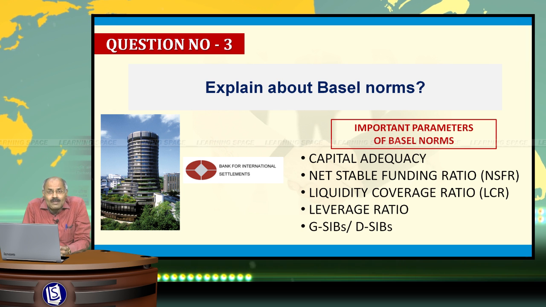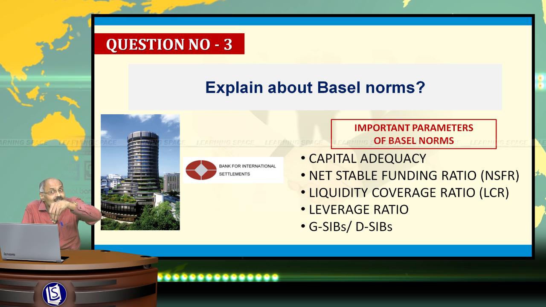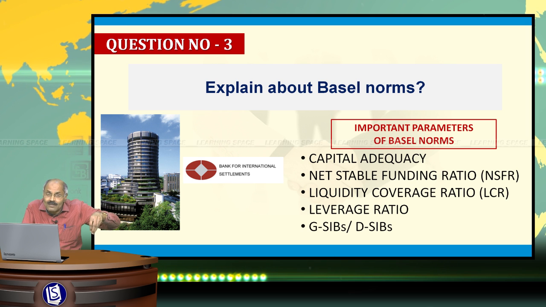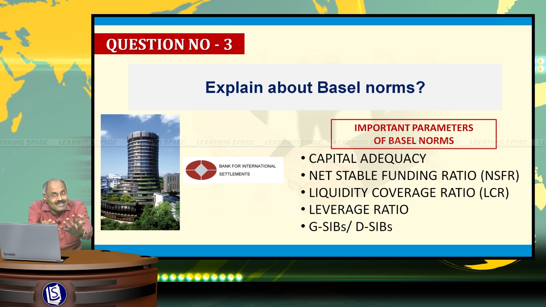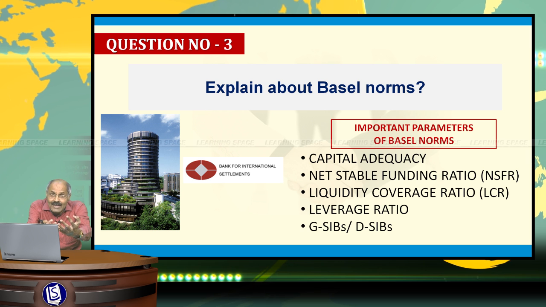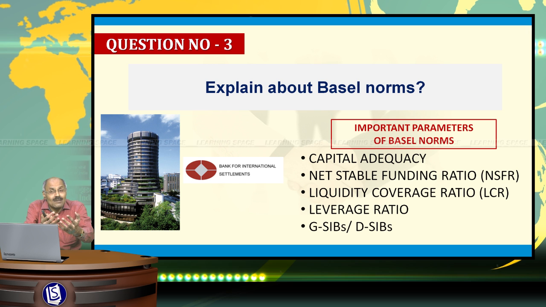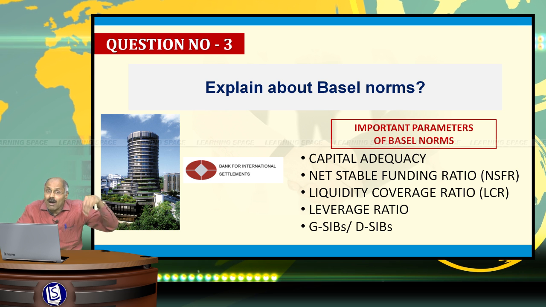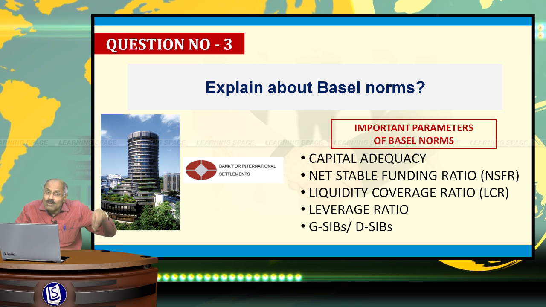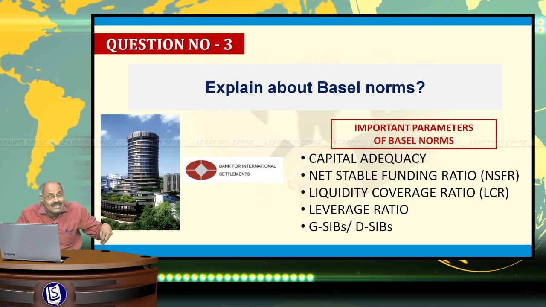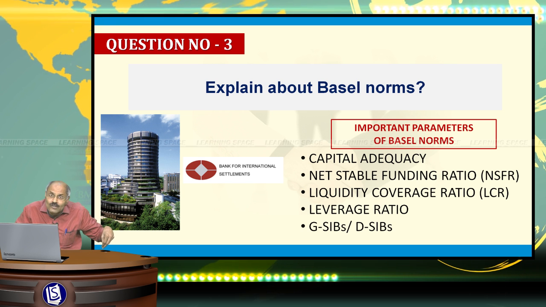Explain about Basel norms. Where is Basel? Basel is the place in Switzerland. There the Bank for International Settlements was situated, and several central banks are members of this Basel group. In the Bank for International Settlements, several central banks, or you can say several nations, are members. And what exactly it does? Basically, it looks at the stability of the banking system. Stability of the banking system as a whole across the world.